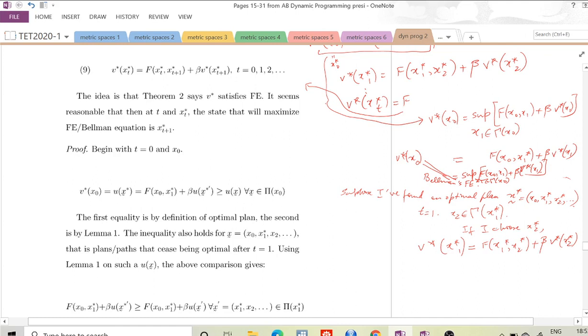So this is saying that suppose I've solved the sequences problem and I have an optimal plan. As I go further and further down time, I will have no reason to change the plan. Okay, the optimal plan is optimal at t equals 0 in the sense that it maximizes u of x tilde, right? But it's also optimal at t equals 1.